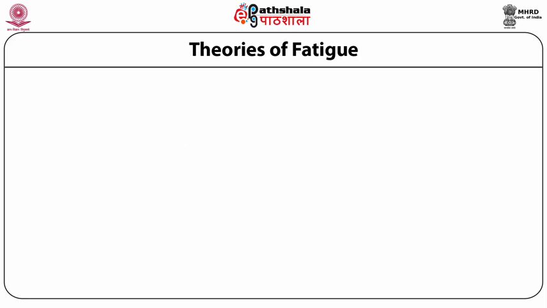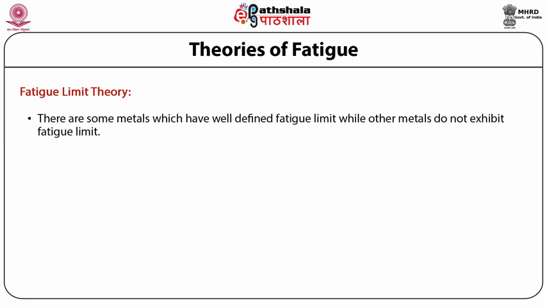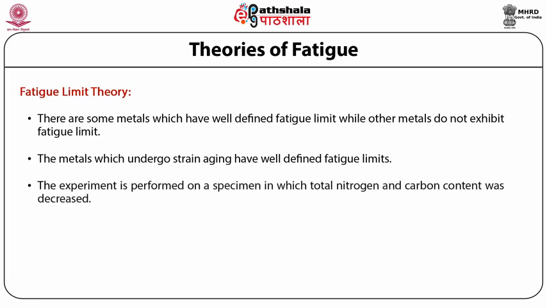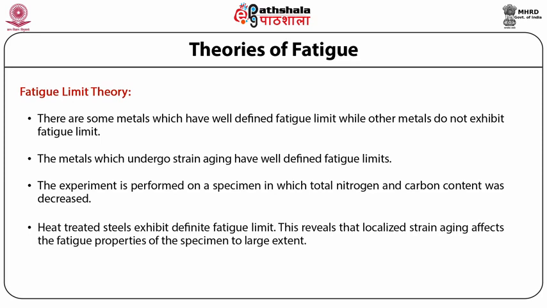The next theory is fatigue limit theory. There are some metals which have a well-defined fatigue limit, while other metals do not exhibit a fatigue limit. The metals which undergo strain aging have well-defined fatigue limits. The experiment is performed on a specimen in which total nitrogen and carbon content was decreased. Heat-treated steels exhibit a definite fatigue limit. This reveals that localized strain aging affects the fatigue properties of the specimen to a large extent.